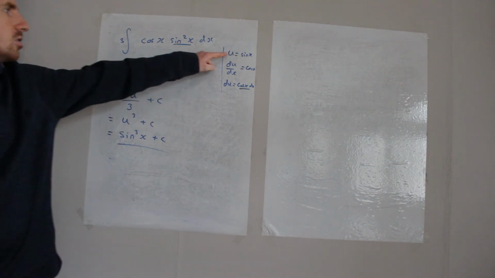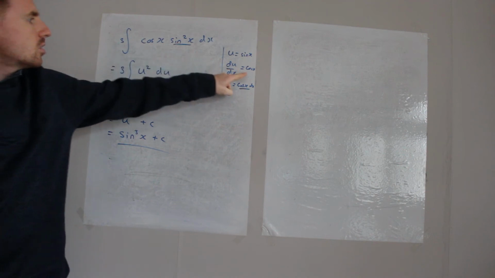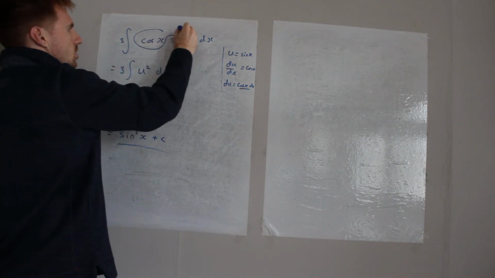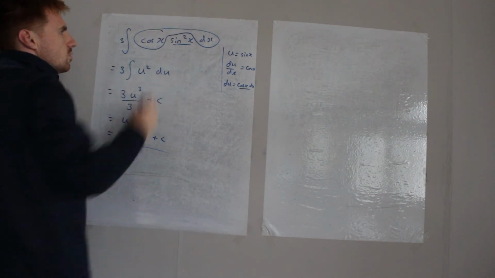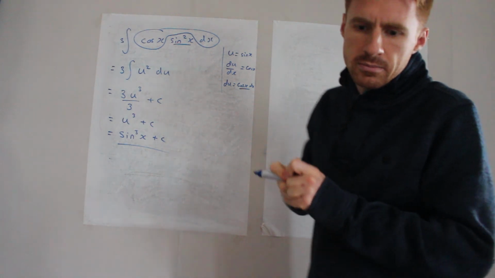Okay, and we've done it by selecting u as sine x, differentiating it, and replacing the cos x dx with du. Notice that even though they weren't next to each other, it doesn't matter, they are connected. They're commutative, so it doesn't matter what order they are in.